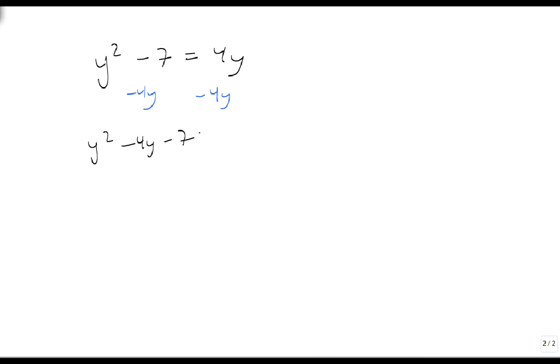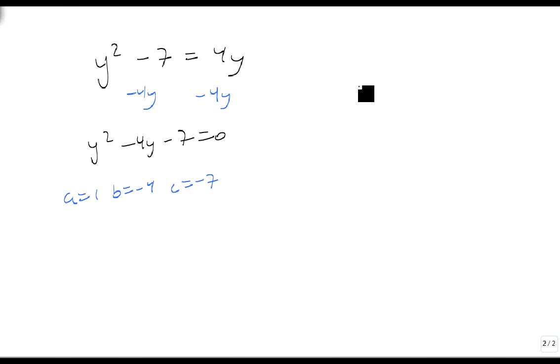suppose we have the equation y squared minus 7 equals 4y, and that's a big 7. Well, the first thing we have to do is put this in standard form. So this becomes y squared minus 4y minus 7 equals 0. Here, a is 1, b is negative 4, and c is negative 7.